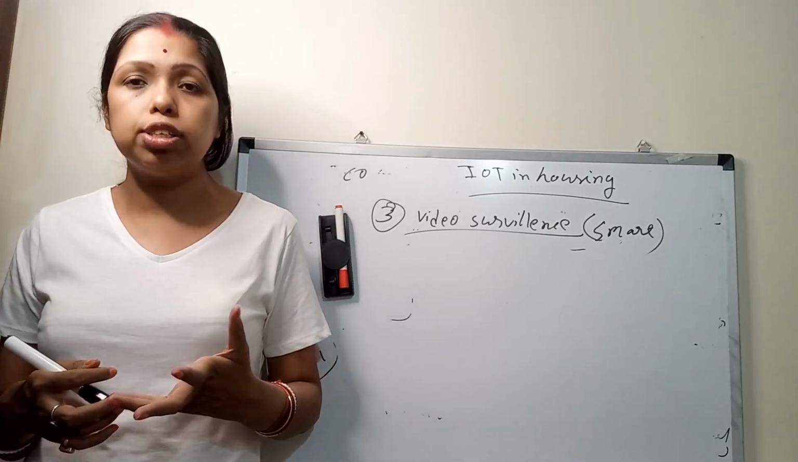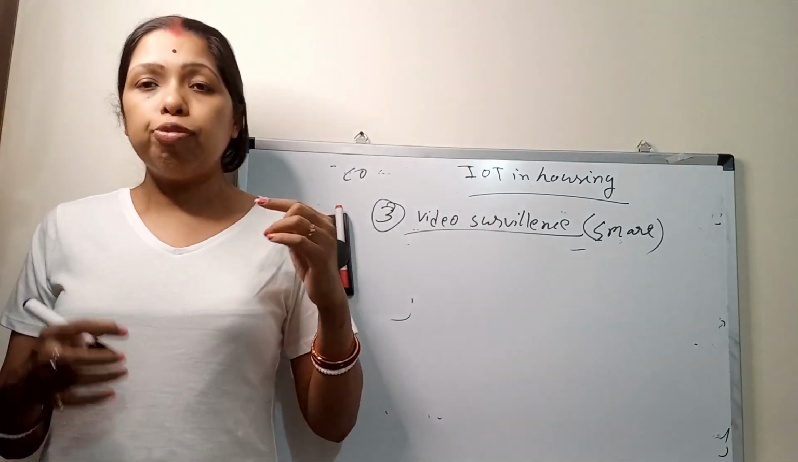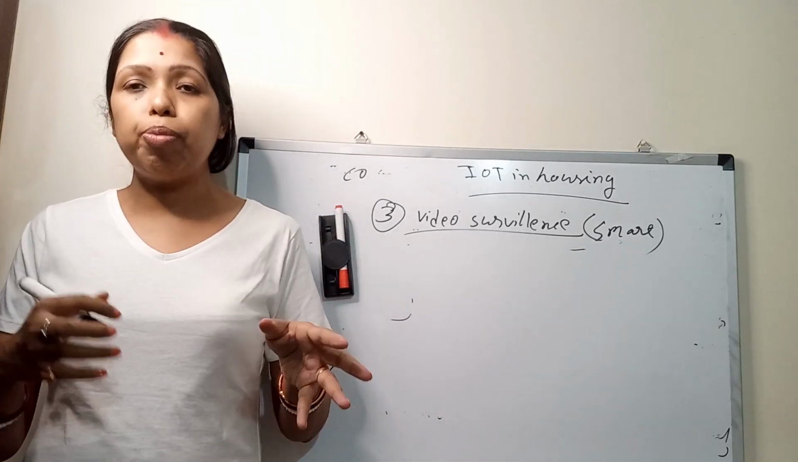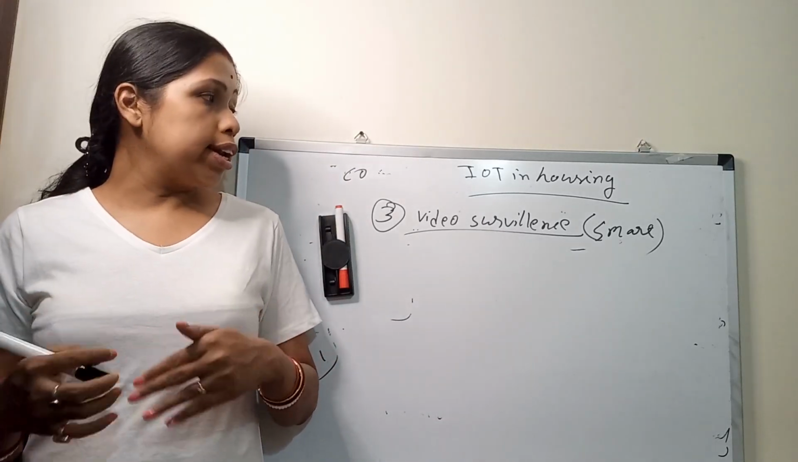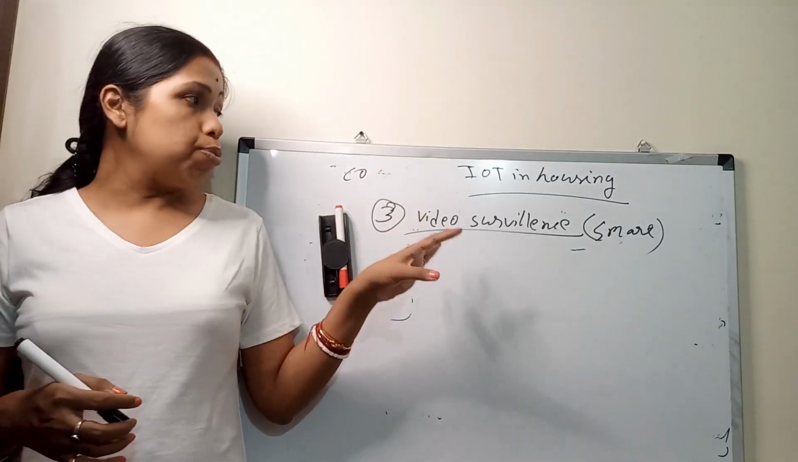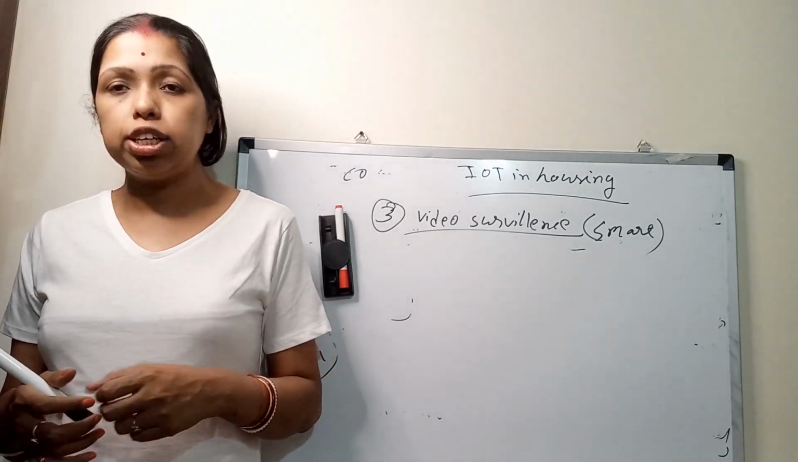Okay, video surveillance. So for making a house, or if you are already staying in an apartment, if you want to see the persons entering the building, and whenever they are entering, this can be captured by the video surveillance, right? So video surveillance is one of the parameters when we want to design the IoT for the housing application.